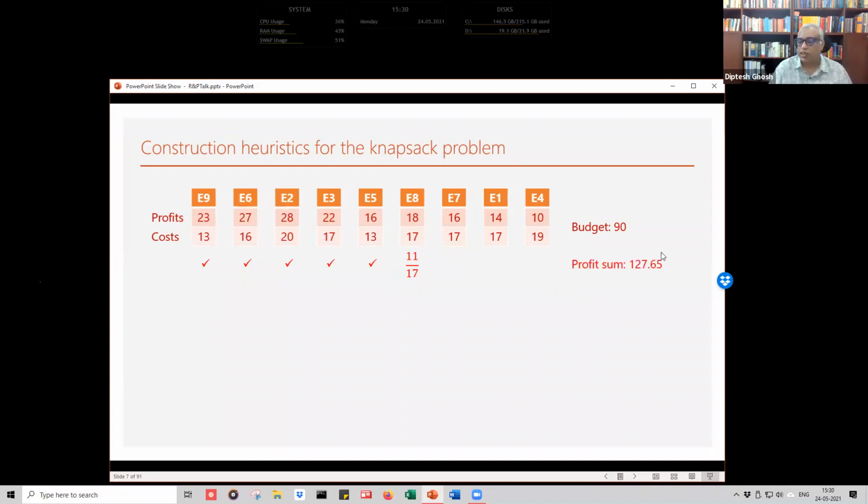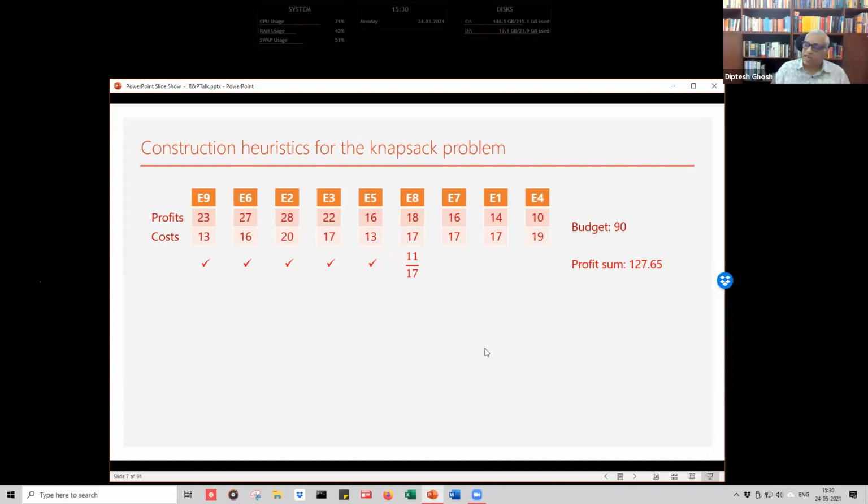If I look at the whole thing, this gives me a profit sum of 127.65, which is more than the 118 that I talked about, but that is because I've violated my restriction of either picking an element or not picking an element.